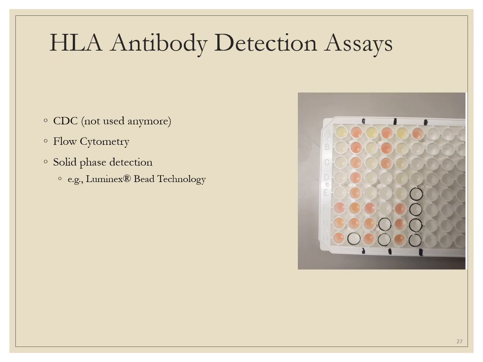So we talked about HLA antigen typing. Now we're going to talk about HLA antibody detection. You can use CDC, although it's not really used anymore. Usually you're using flow cytometry or solid phase detection.